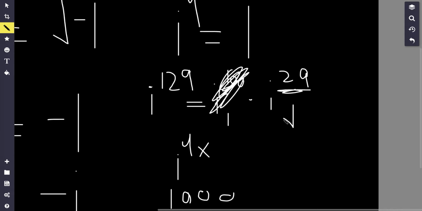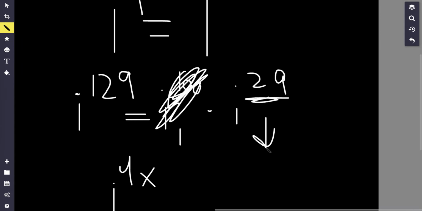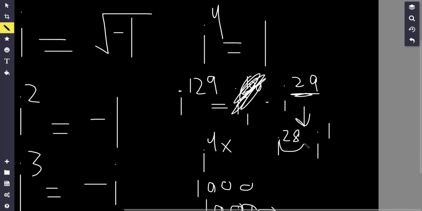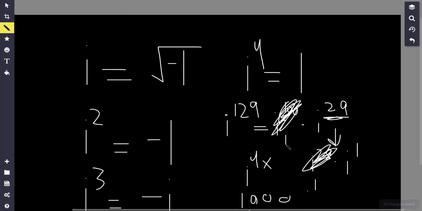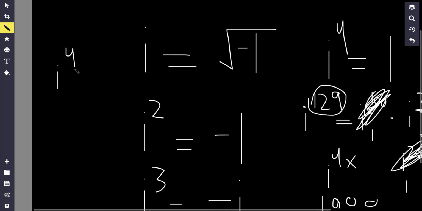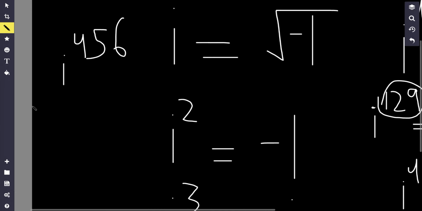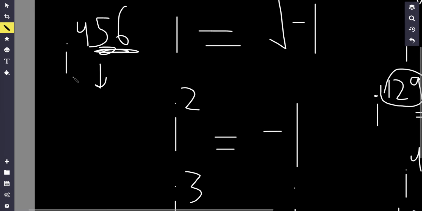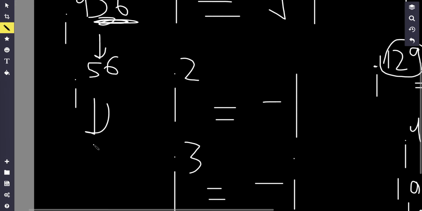So i to the 29th power gets pretty simple. We can rewrite this as i to the 28th power times i to the first power. 28 is a multiple of 4, which means that part is just going to be 1, and you're just left with i. So i to the 129th power is equal to i. If we have something like i to the 456th power, remember what we do? The hack is you only focus on the last two numbers. So it's just going to be i to the 56th power, and 56 is a multiple of 4, meaning this is just going to be equal to 1.